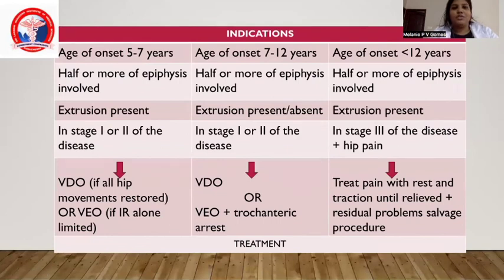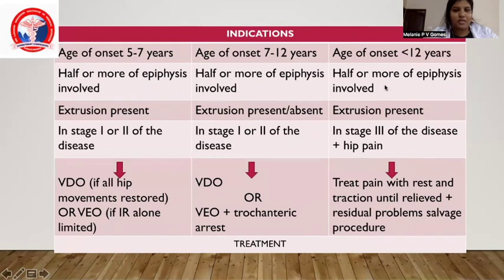If the age of onset is between 5 to 7 years, half or more of epiphysis involved, extrusion present in stage 1 or 2 of the disease, a VDO if all hip movements are restored, or VEO if internal rotation is limited. If the age of onset is between 7 to 12 years, half or more of epiphysis involved, extrusion present or absent in stage 1 or 2 of the disease, a VDO or a VEO plus trochanteric arrest.